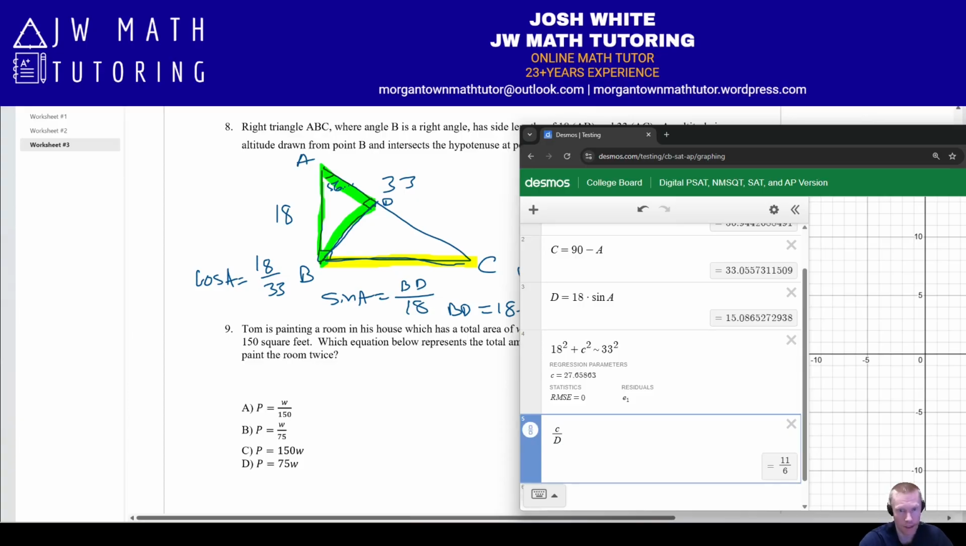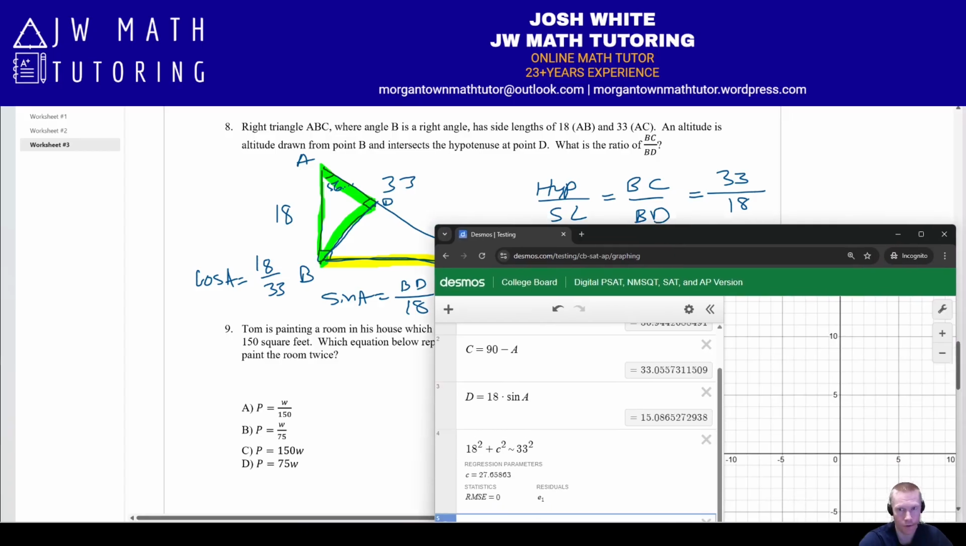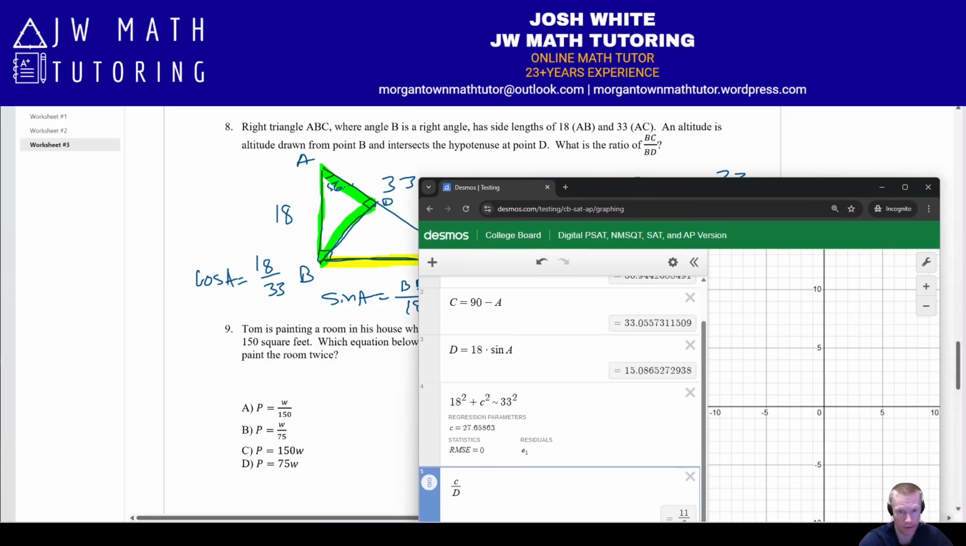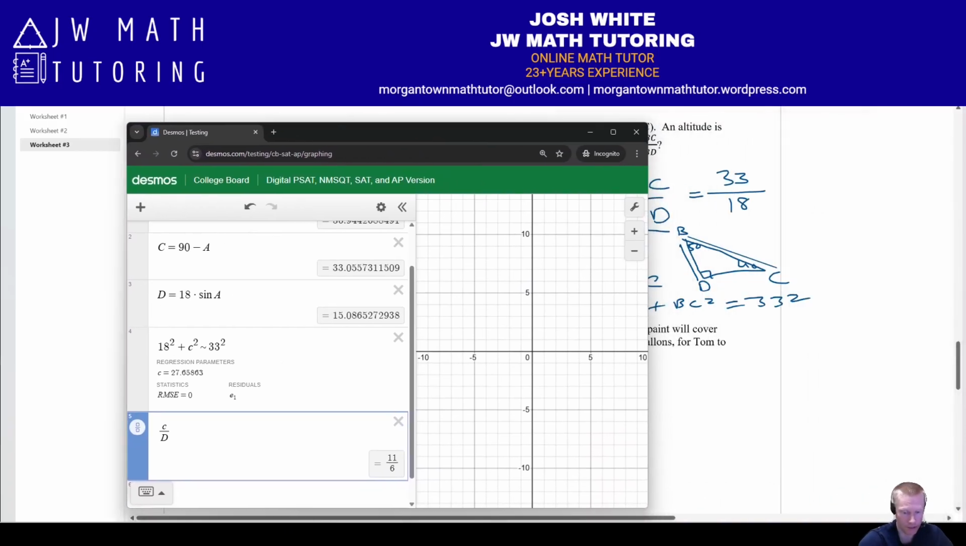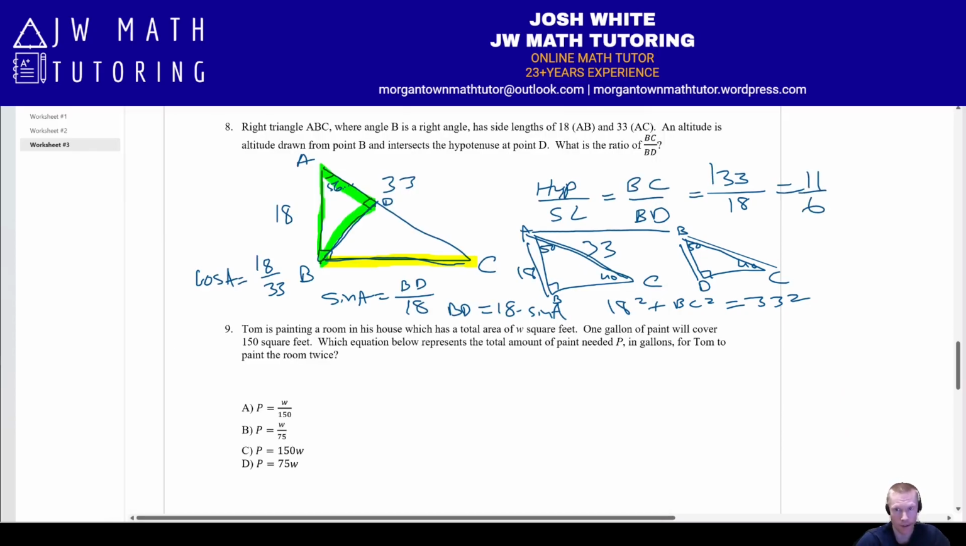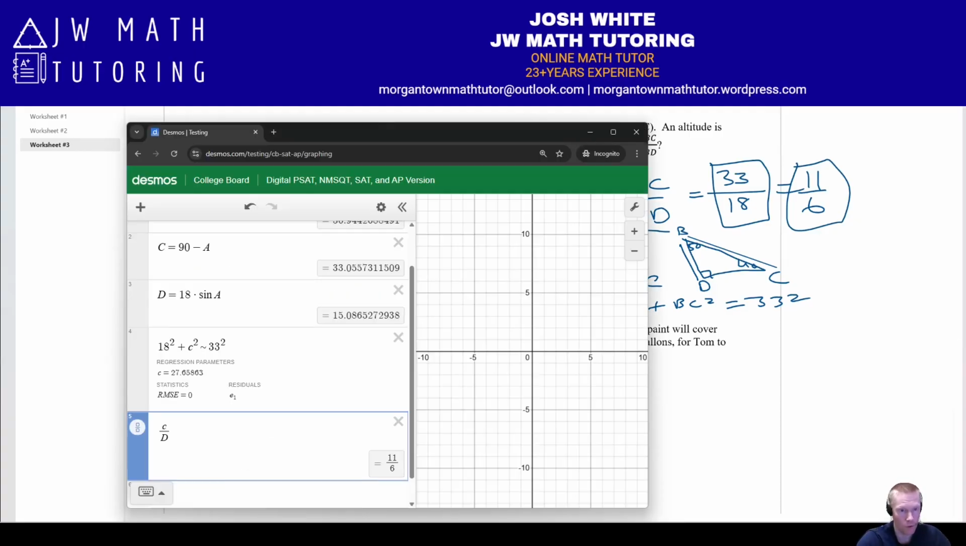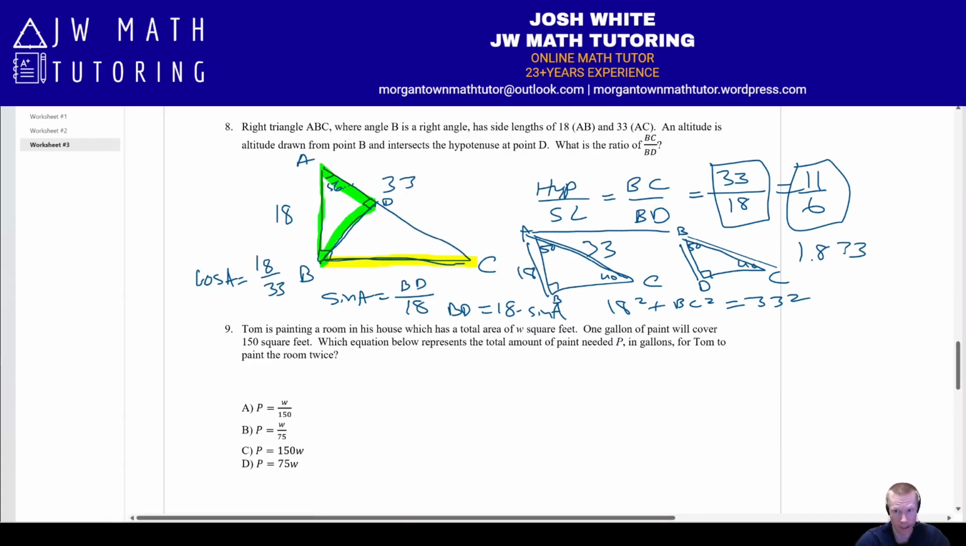So notice, if you switch it to this, 33 over 18 can be simplified or reduced to 11 over 6, but you can also give 33 over 18 as an answer. So 33 over 18 would be acceptable, 11 over 6 would also be acceptable, or you could give 1.833 as well, if you want to give the decimal form.